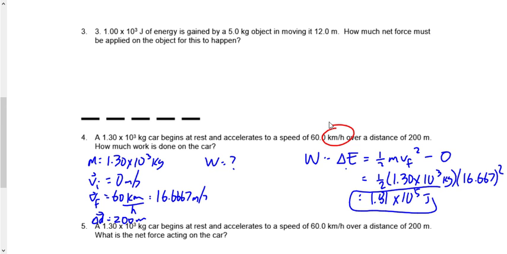How many people did it my way right here? How many people did it W is equal to F times D, and then F is equal to M times A, and then VF squared is equal to VI squared plus 2AD? Yeah? Did you get the right answer? Yeah. Go figure, you end up getting the same answer, right? Two legitimate ways of solving a problem, and coincidence that you got the same answer? Of course not. You have to. So don't panic about thinking the way that I think. Just make sure you think.